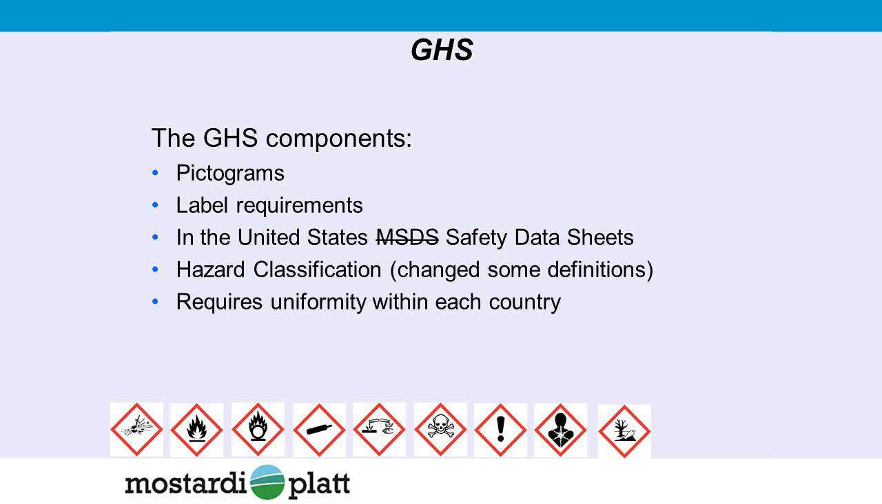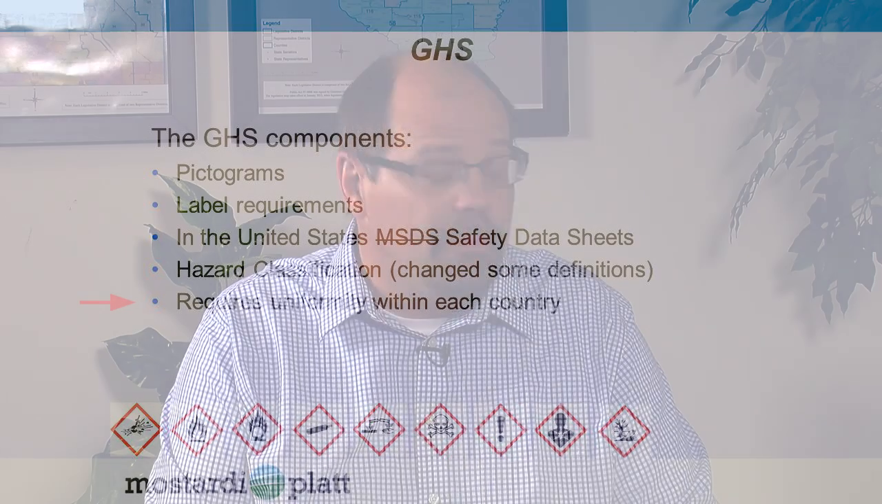GHS is comprised of several different components. It is comprised of pictograms. It is comprised of label requirements. And in the United States, we're going to remove the MSDS, and in its place, the new safety data sheet will take its place. The hazard classification changed a few definitions, which doesn't affect most people. And lastly, it requires uniformity within each country. What I mean by that is, within the United States, all safety data sheets are required to be formatted exactly the same. Whereas in Canada, they're going to be formatted all the same for Canadian firms. And in China, they'll be formatted for all the different Chinese companies.